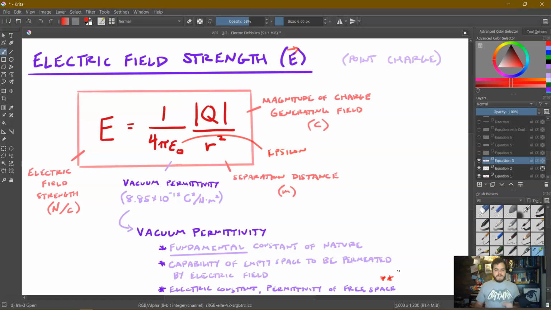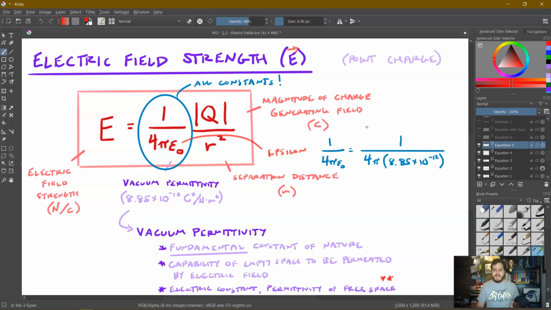But one thing I want to notice, though, is that if we look at 1 over 4 pi epsilon naught, well, those are all constant numbers. Like 1 is a constant, 4 is a constant, pi is a constant, epsilon naught's a constant. So why bother having a bunch of different constants when we can just combine them into a singular constant? So let's calculate what that will be. You can stick it in your calculator if you want. 1 over 4 pi times 8.85 times 10 to the minus 12, and you stick that in, and we get 8.99 times 10 to the 9th.